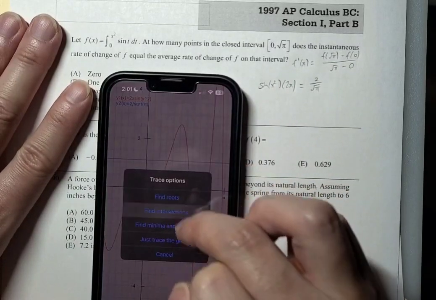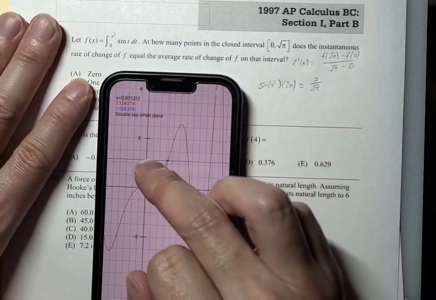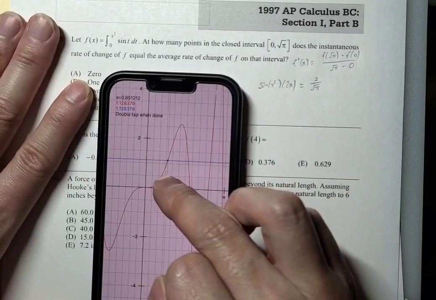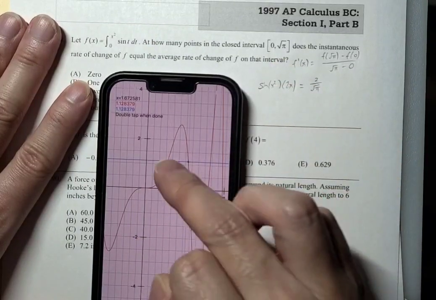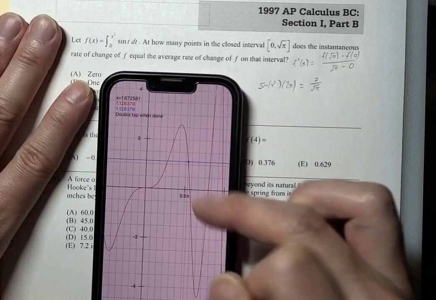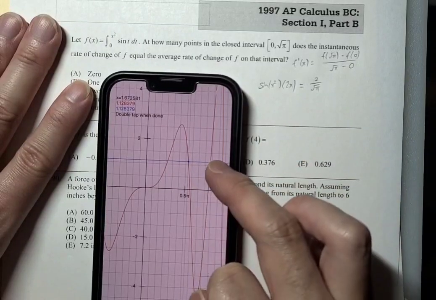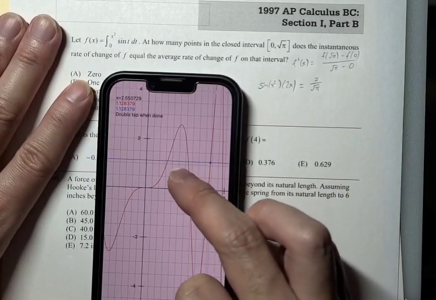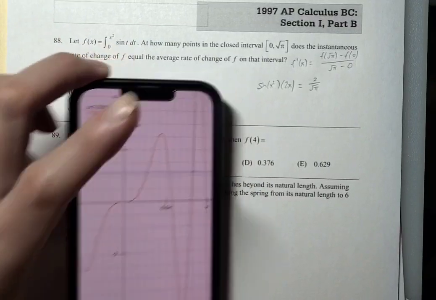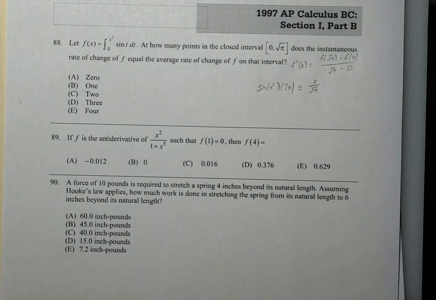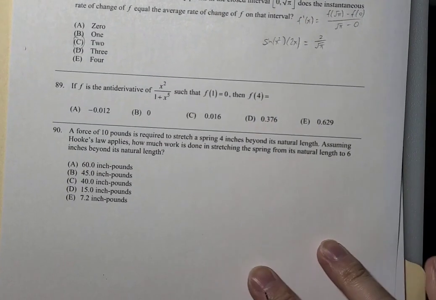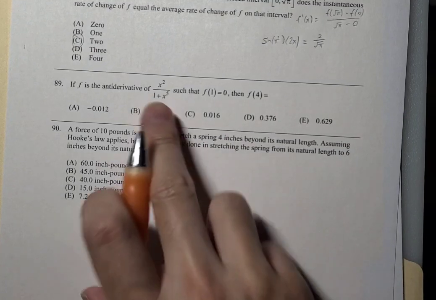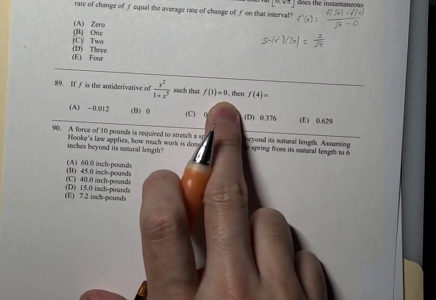So let's find intersections. So there's this one for sure, okay? Because that's between 0 and root pi. How about this one? This is less than that 1 point something, so this is included also. This next one would be above that, so there are 2, okay? So it should be C. Let me confirm that with the key. Yes.